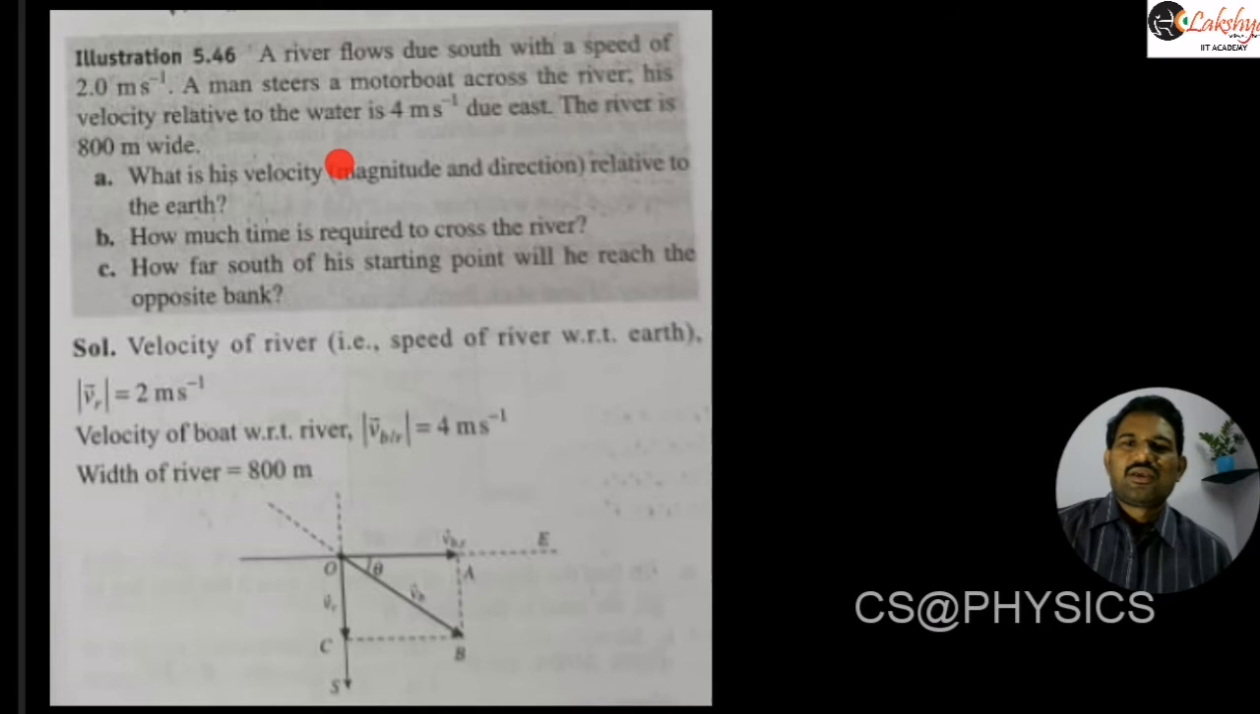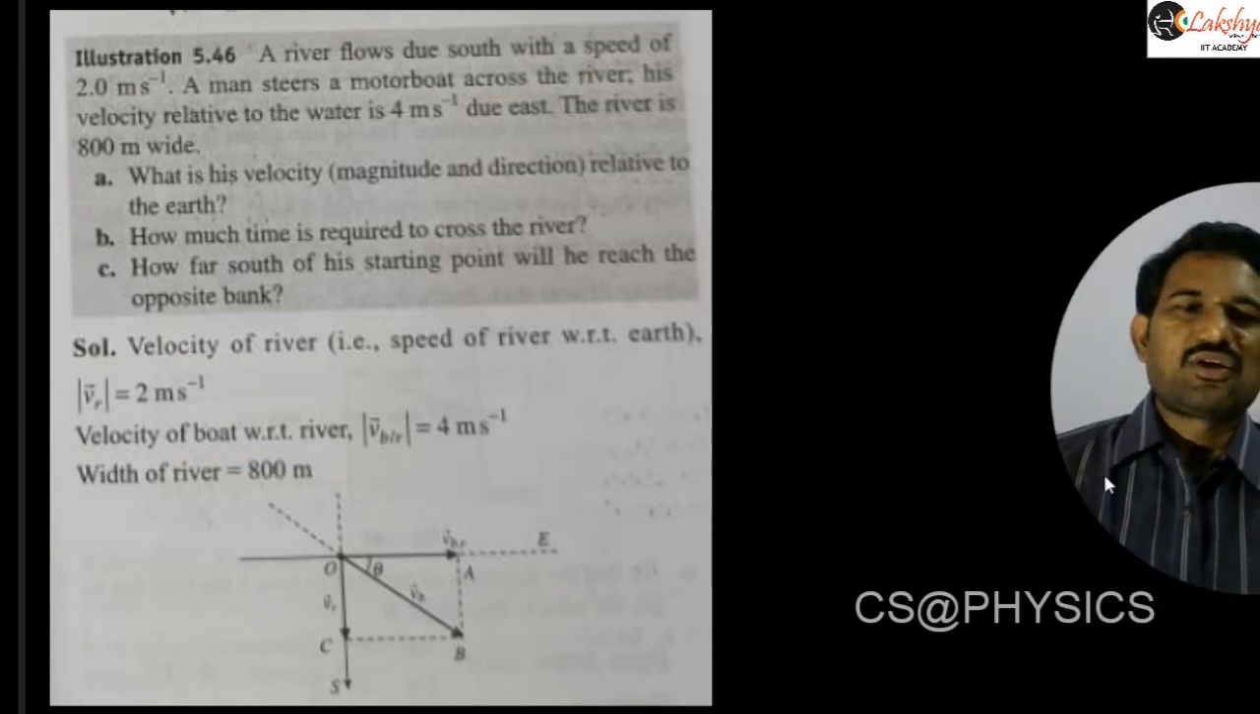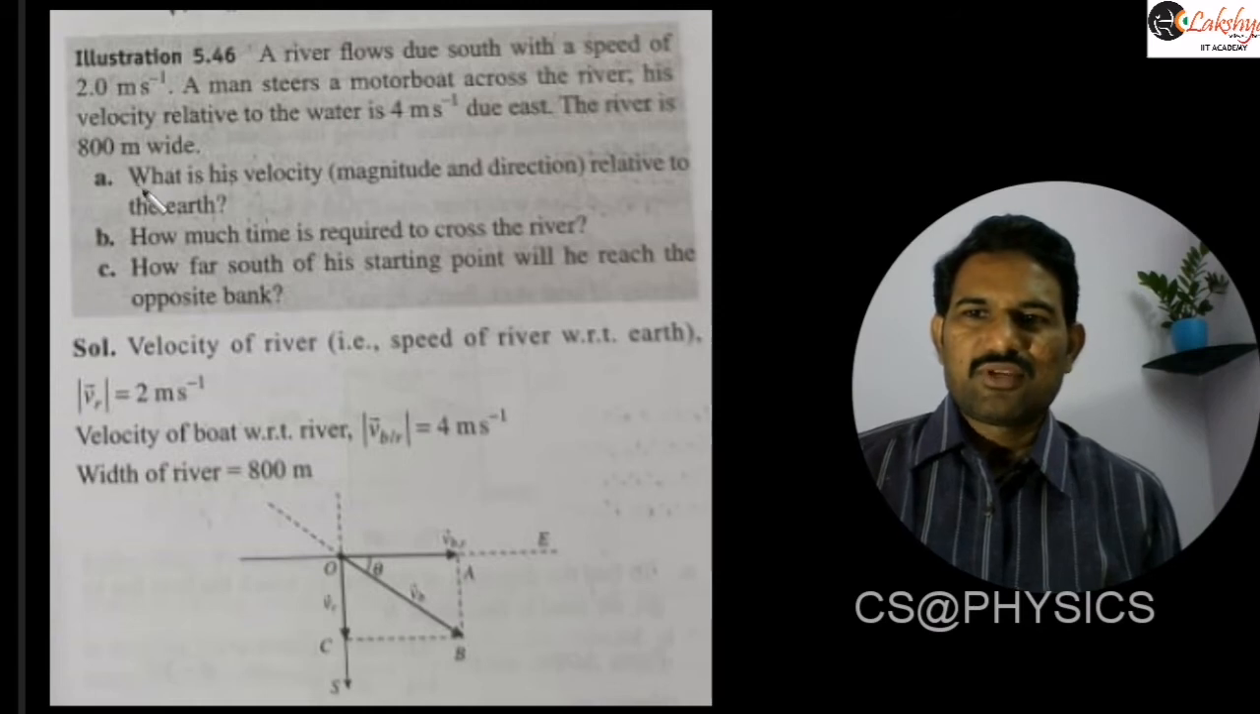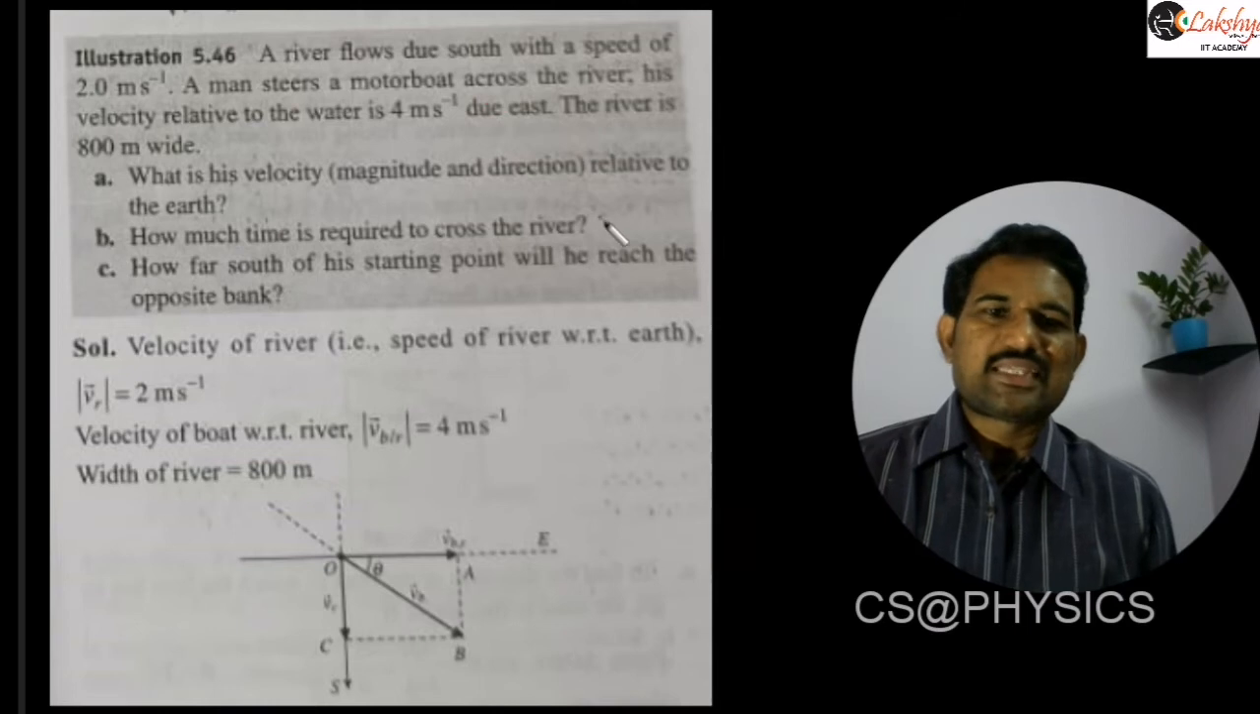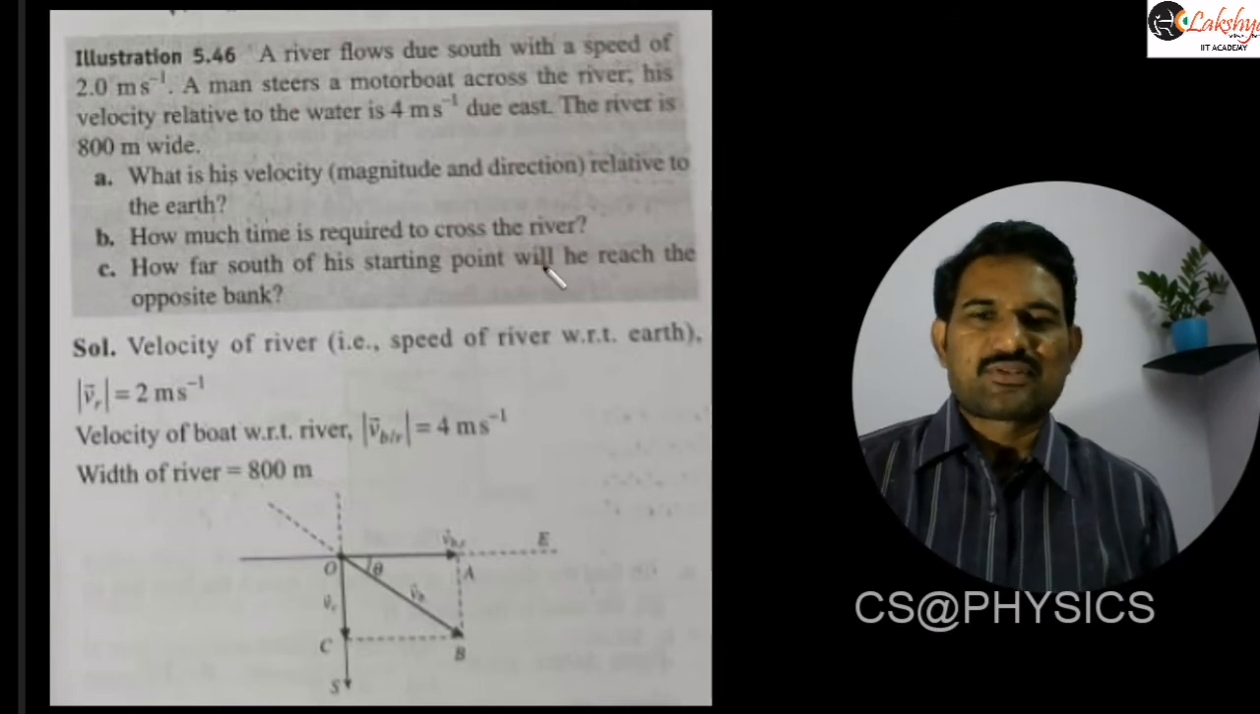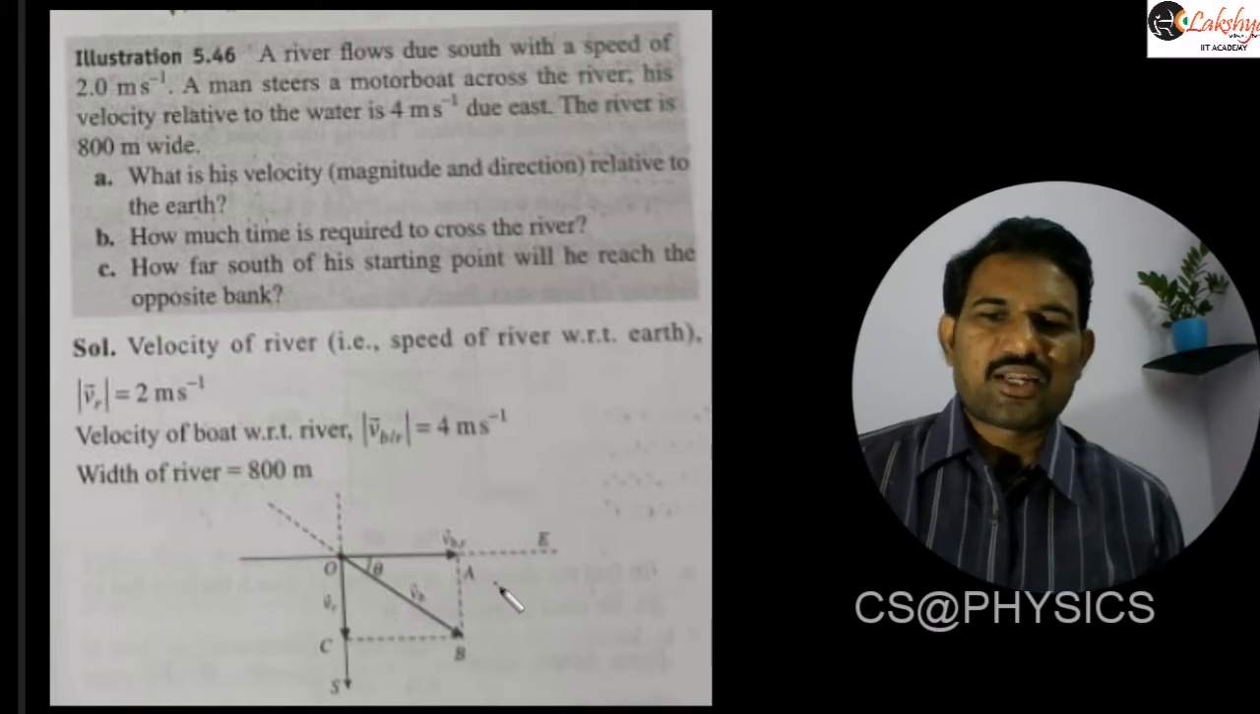Here also it is direct formula based only, but they are giving the information in a different way. You need to observe which case it is. The river is flowing south, and the man is steering towards east. That means the man is traveling perpendicular to the direction of the river flow.